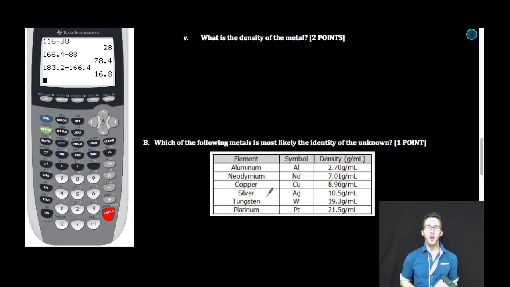Boom. Which brings us to part B, 5. What is the density of the metal? Density, again, mass over volume.